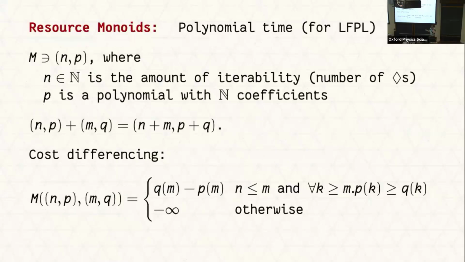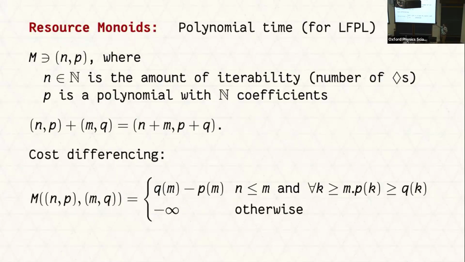We have the monoid carrier consists of pairs of a natural number, which you can think of as the amount of iterability in that thing, and a polynomial. So this reflects the fact that values in the system have two kinds of properties which we're interested in. One is, do they actually contain any fuel which can be used to power an iteration?